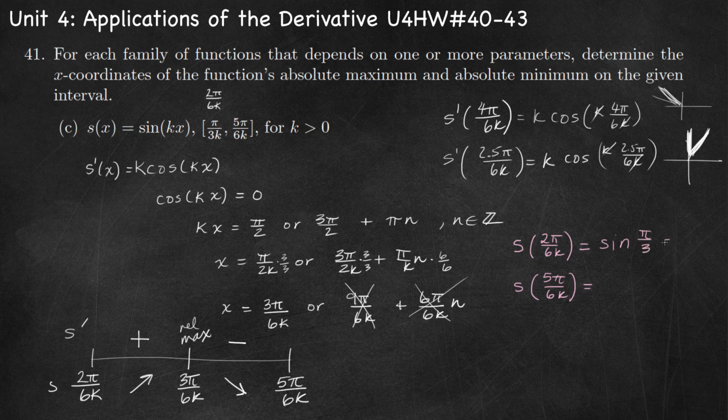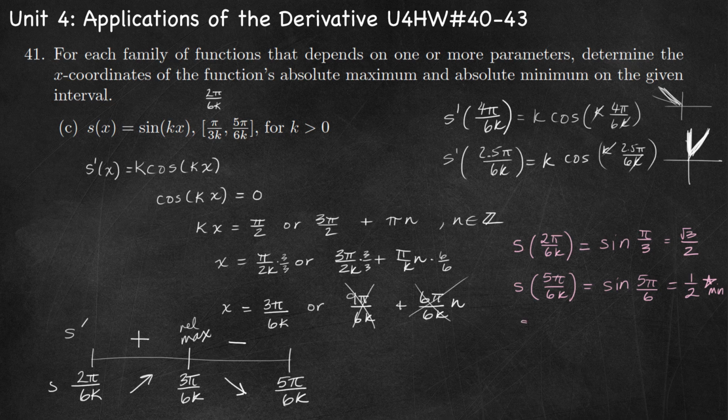And that is positive square root of 3 over 2. And then here we have the sine of 5 pi over 6k times k, so just the sine of 5 pi over 6. The sine of pi over 6 is 1/2. The sine of 5 pi over 6 is also equal to 1/2. So which one is smaller, root 3 over 2 or 1/2? 1/2 is smaller. So that's going to be my absolute min.